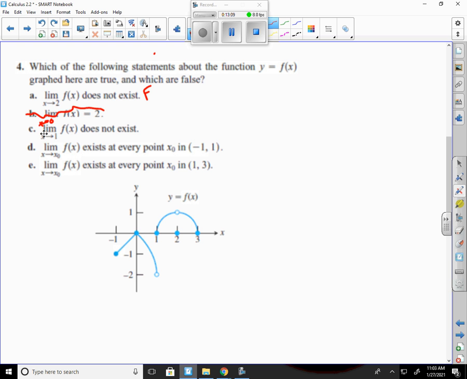Part C, the limit as x approaches 1 of f of x does not exist. This is true. If I'm coming from the left, it looks like it's going down towards -2. If I come from the right, it goes to 0. Those are two different points, so it does not exist.